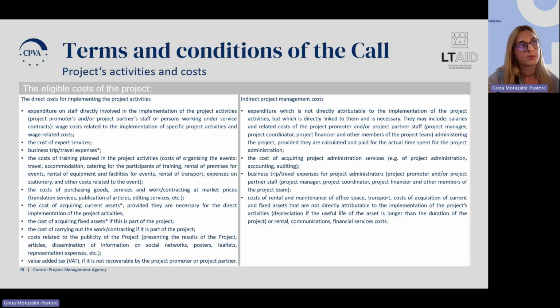So direct costs means that they must be planned for a specific activity to happen, the costs that are necessary for that activity to happen. Let's say the activity is to prepare an analysis, and it means only the costs that are needed for that analysis to be prepared should be planned under that specific activity. Indirect project management costs, however, are for project management, for the project to happen. So there could be project managers, project coordinators, financiers, administrators' salaries, who would be preparing reports and other information for the whole project.